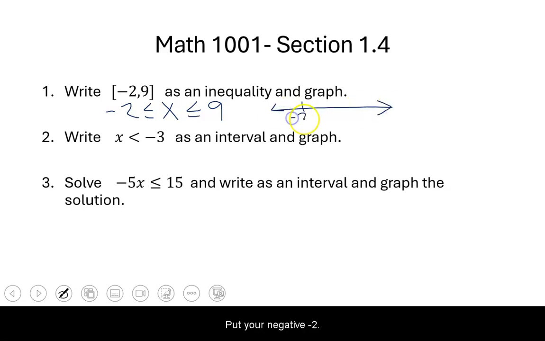Put your -2 on one side and +9 on the other. And again, those are both brackets. So I'm going to put a bracket above each number and then shade in between.